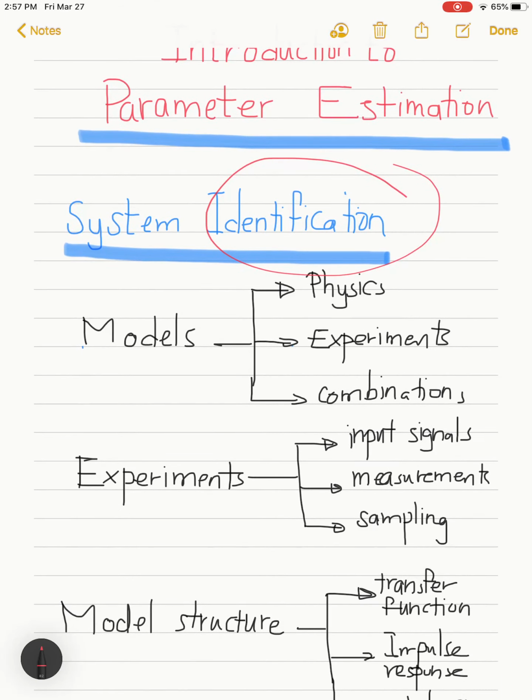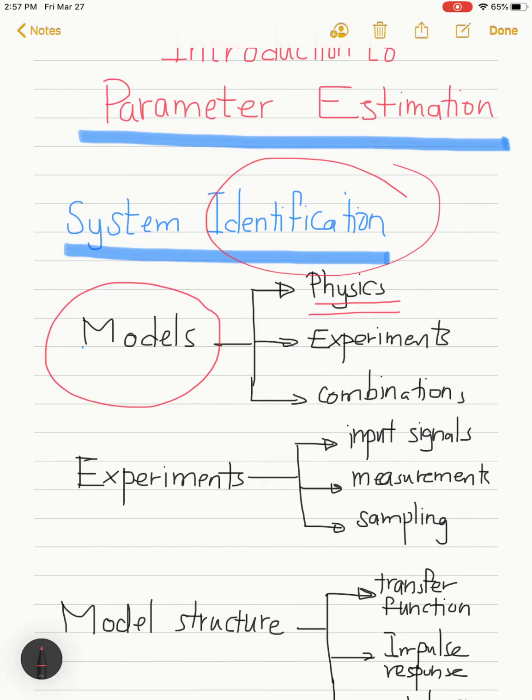Actually, in system identification we start by choosing a model to deal with, and the source of that model could be from physics. For example, first law of thermodynamics, Newton's law, Kirchhoff's laws, and so on. So if we have a physical system and we can derive the equations that describe that system from these physical laws, we can do that.